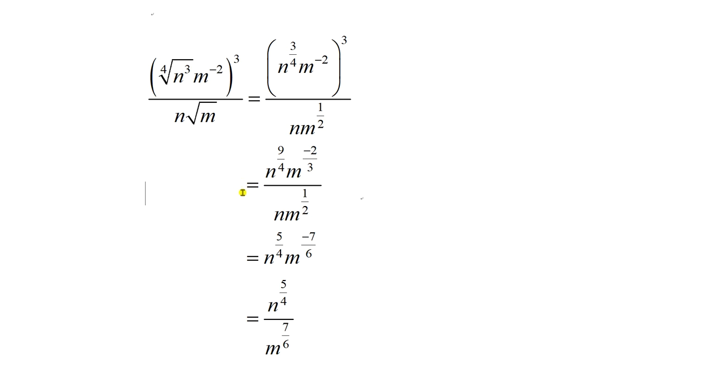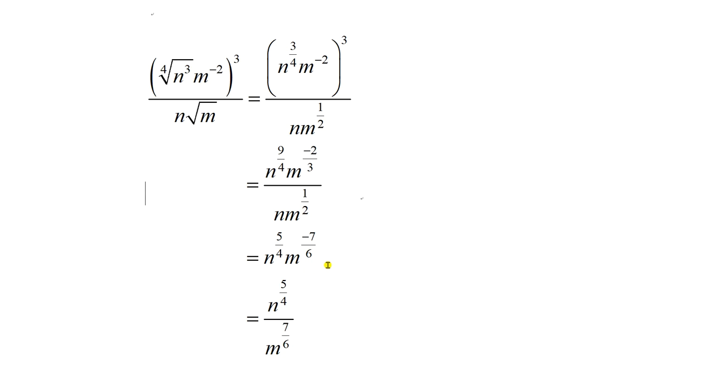So look at the base n, doing subtraction when you are doing division. Okay, what does that mean? When you are doing division of the whole expressions, then you need to subtract the index. So 9 over 4 minus 1, that is 5 over 4. So that is n to the power 5 over 4. And consider m to the power negative 2 over 3 divided by m to the power 1 over 2. Again, take the subtraction of the index. That becomes m to the power negative 7 over 6.